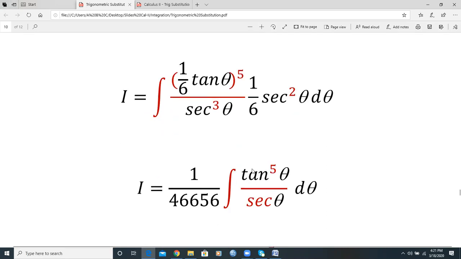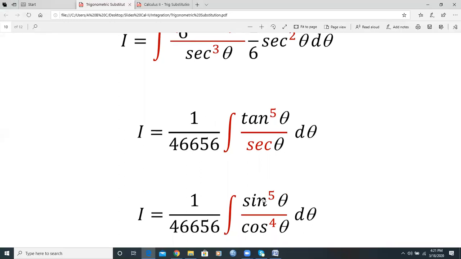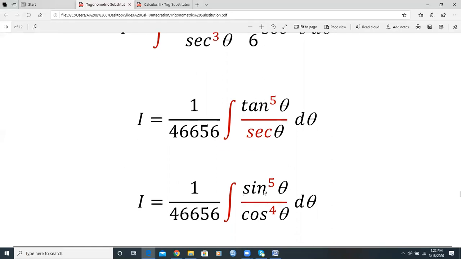Now we will change this tangent theta and secant theta in terms of sine and cosine functions. Tangent to the power 5 theta is equal to sine to the power 5 theta divided by cosine to the power 5 theta, and secant theta is 1 over cosine theta. When we substitute these functions, we get this integral: sine to the power 5 theta over cosine to the power 4 theta.